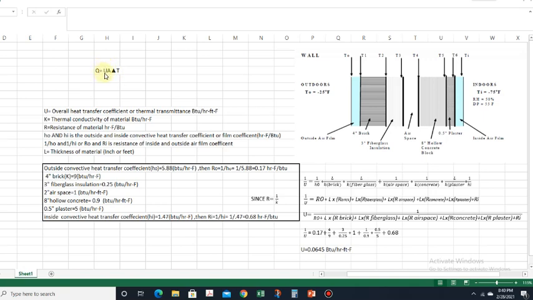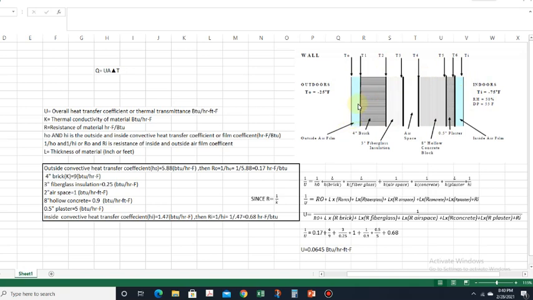So the U value is basically how well the heat is conducted in the space, and this U value depends on two things. One is the thermal conductivity of the material, and one is the width of the material. For example, here we can see on the screen, this is a wall. This is a composite wall made up of different layers.